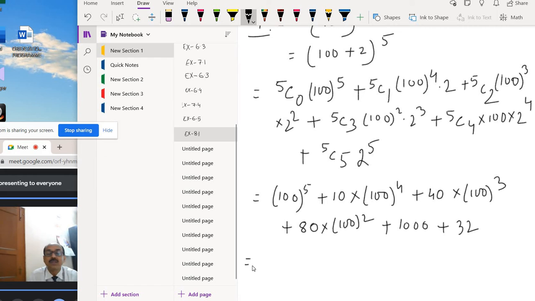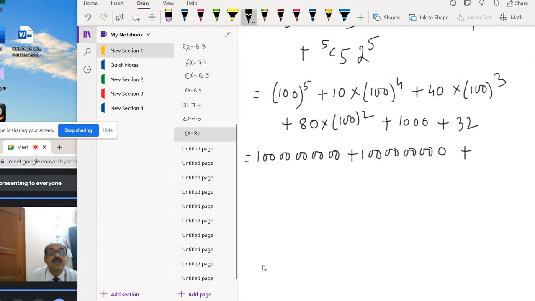So this is equal to 100 to the power 5, that is 1 followed by 10 zeros, plus 10 into 100 to the power 4, plus 40 into 100 cube, plus 80 into 100 square, plus 8,000 plus 32.